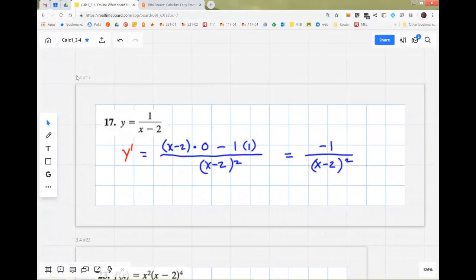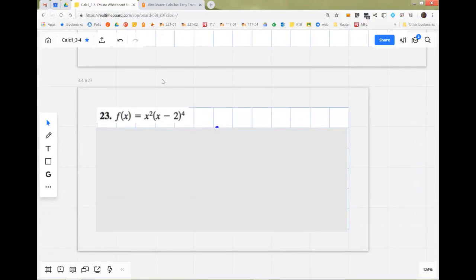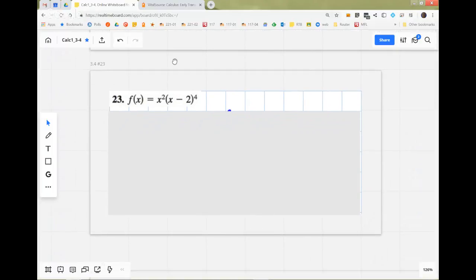What general rule that we have learned did I use in this problem? Quotient rule. Yep. And does everybody see how I did that? Yeah. Okay, no problem. Number 23. So what do we use here? Well, it's going to be the product rule, right?